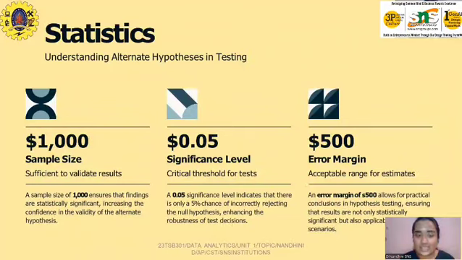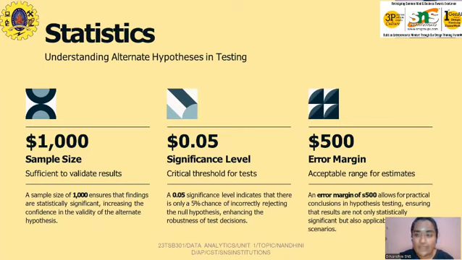Next is statistics. Why do we go for statistics? It is also known as a branch of mathematics for collecting data, organizing the data, analyzing the data, interpreting the results, and presenting the information. This is known as statistics. The statistics that we understand for the alternative hypothesis are, first, sample size, second, significance level, and third, error margin.